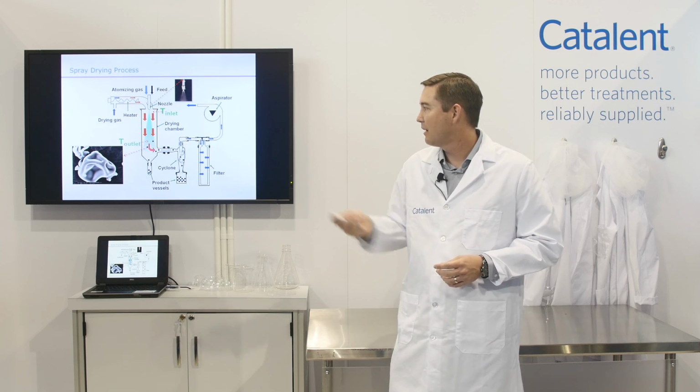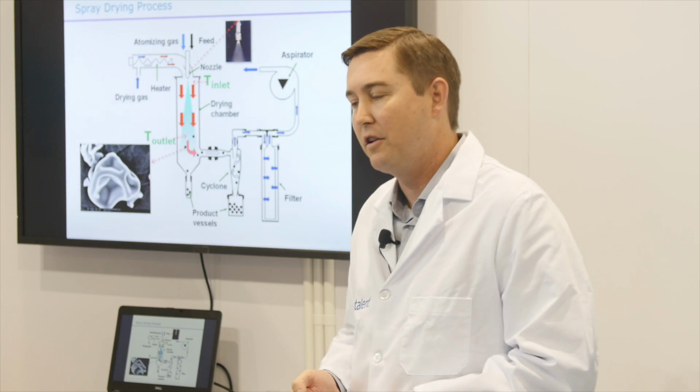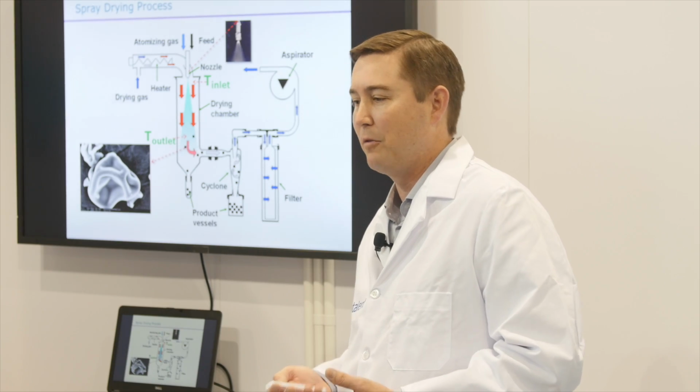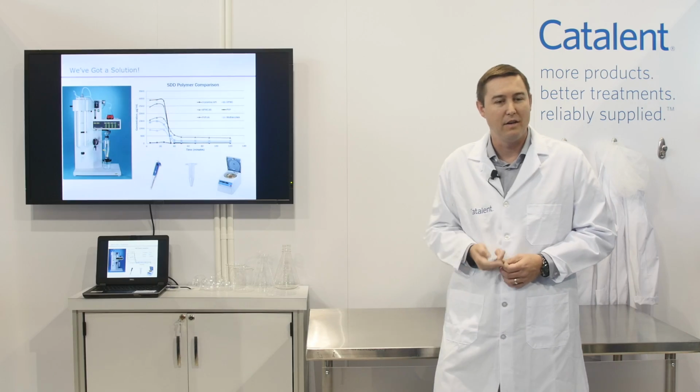The outlet temperatures down at the bottom are around 50 degrees, sometimes a little lower, 45 to 50 degrees C. So you do need to be concerned about the thermal stability of your compound. That's really not that elevated a temperature. This is an image of the Büchi B-290 small scale spray dryer.